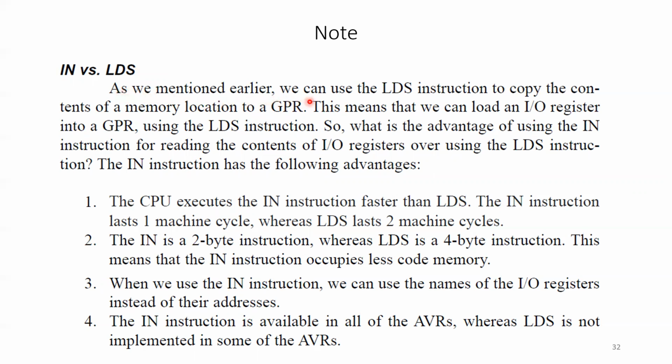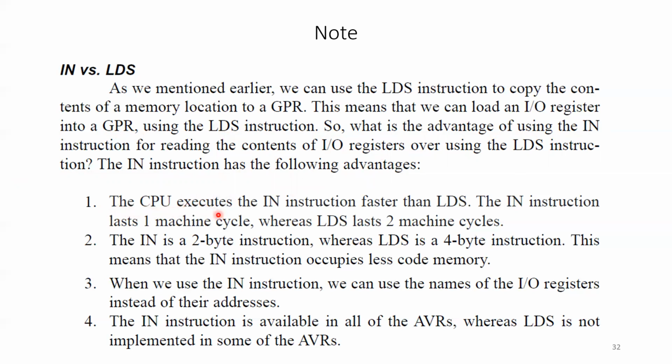As we mentioned earlier, we can use the LDS instruction to copy the contents of a memory location to a GPR, or general purpose register. This means that we can load an input-output register into a GPR using LDS, load from space. So what's the advantage of using IN? We can use IN as well. What's the advantage of using the IN instruction for reading the contents of an input-output register over using LDS? So the IN instruction has the following advantages.